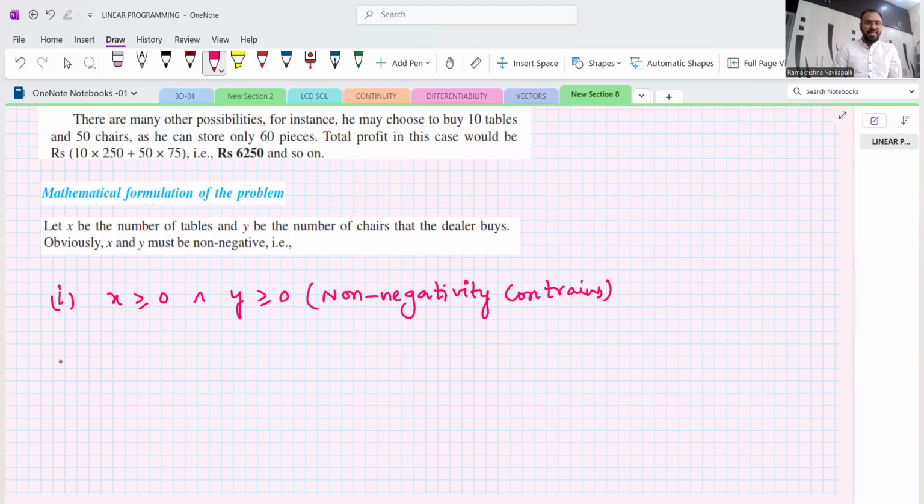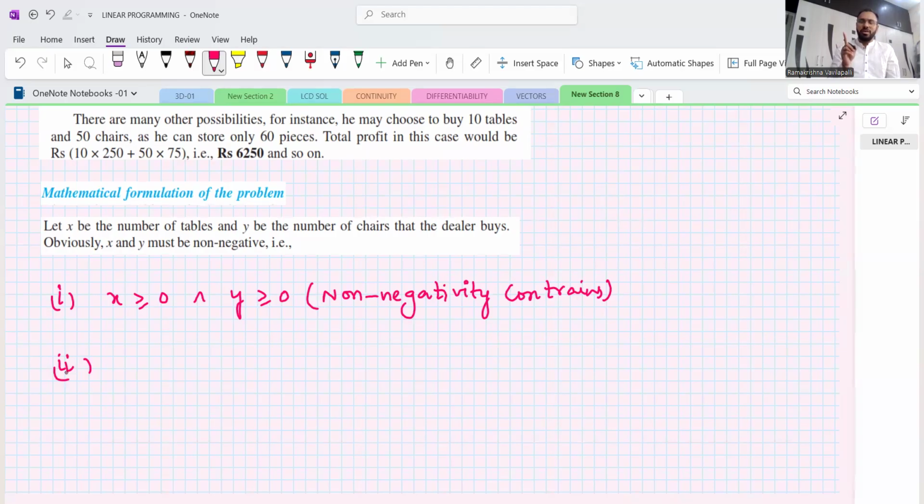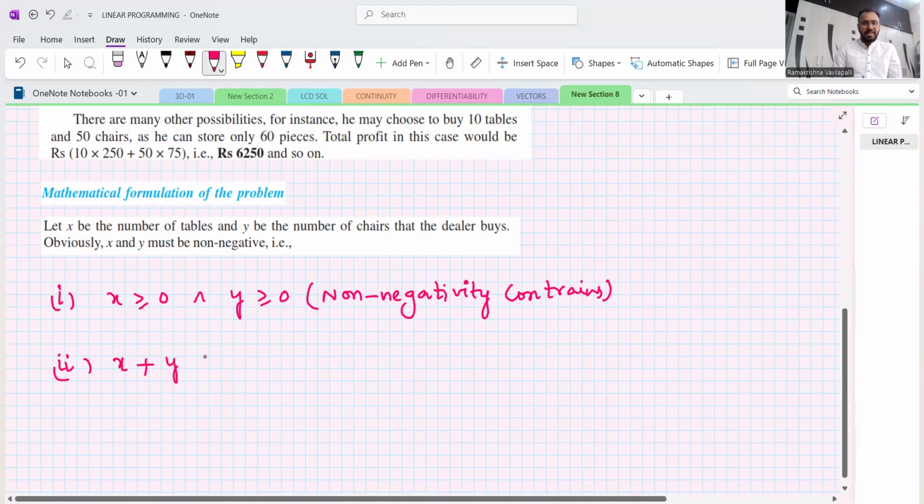And the second one. See, the number of pieces is a maximum of 60. The storage capacity of that space is only 60. So therefore, x plus y is less than or equal to 60.